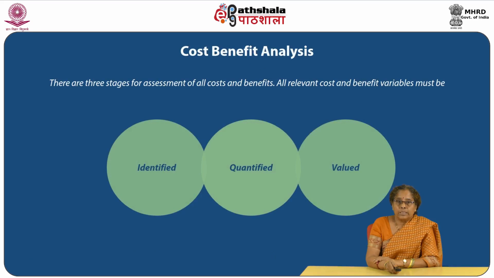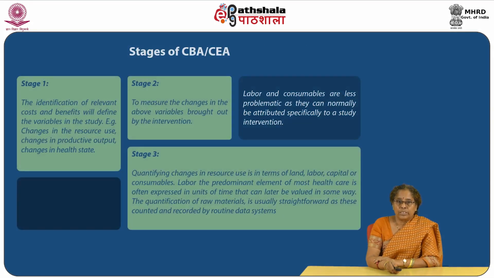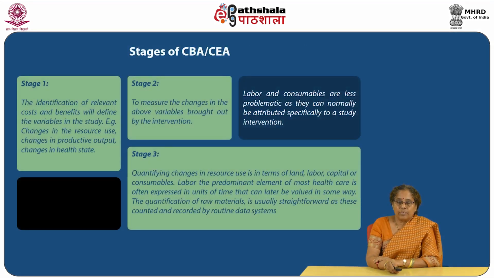There are 3 stages for assessment of all costs and benefits. All relevant costs and benefit variables must be identified. Second stage is quantified and the third stage is valued. Stage 1. The identification of relevant costs and benefits will define the variables in the study. Example, changes in the resource use, changes in productive output, changes in health state.